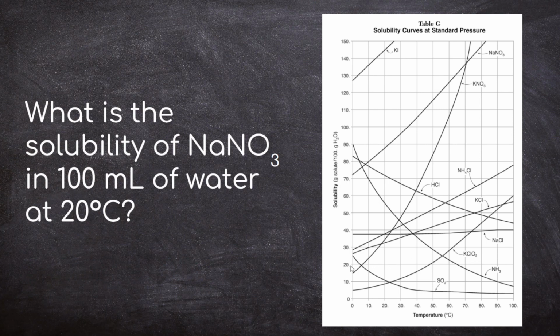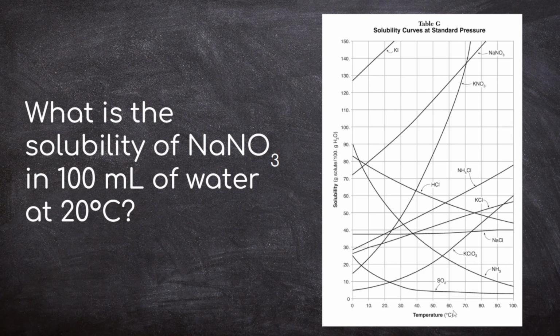A question you might see based on these solubility curves is, what is the solubility of NaNO3 in 100 milliliters of water at 20 degrees Celsius? First of all, it says solubility grams of solute per 100 grams of water. Remember, since the density of water is 1 gram per milliliter, 100 grams of water is also 100 milliliters of water. So grams and milliliters are interchangeable for water here.